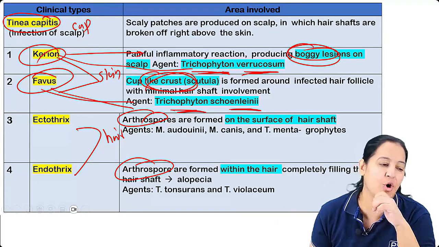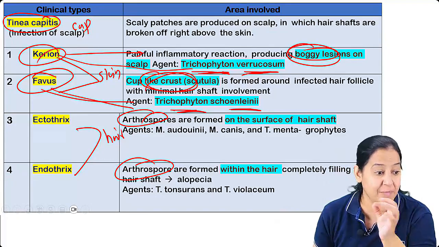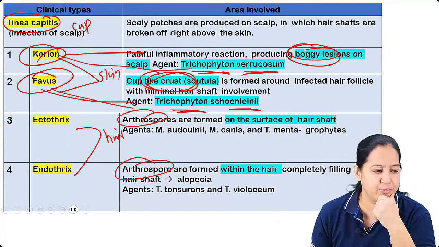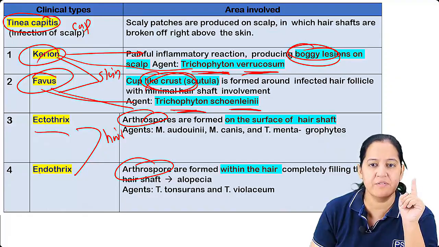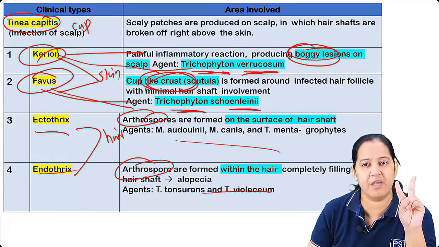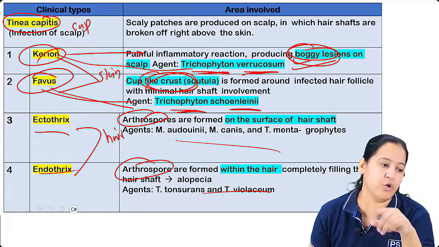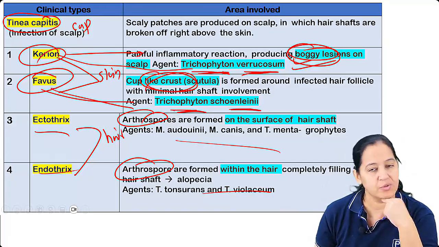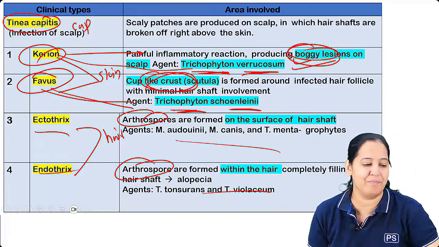Just identify in the option. Just identify. Don't learn it in detail. So just identify, it will come in the options. These also have causative agents. You can see, but don't learn. There is already a PYQ on verrucosum. So they can ask you again. So learn the causative agent.